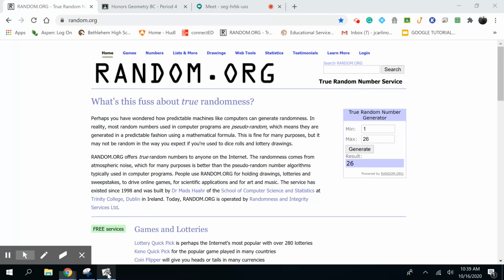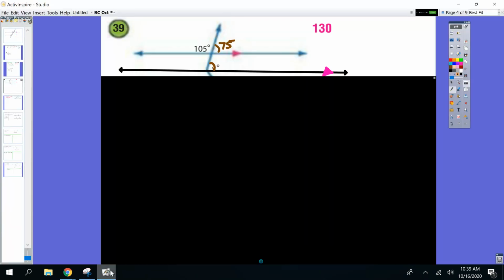Emma, what type of angles are the 75 and the other one I just marked with the brown arc? Corresponding. And what do you know about them, Emma? They're congruent. Okay, there we go. So that's got to be 75. It does not bisect the angle, guys at home. It does not.